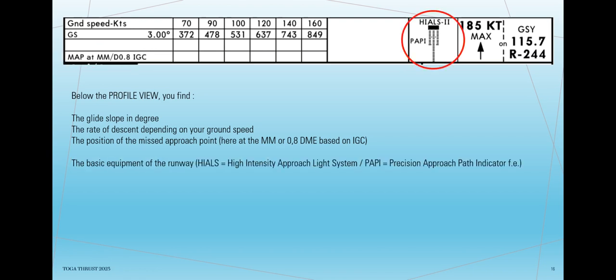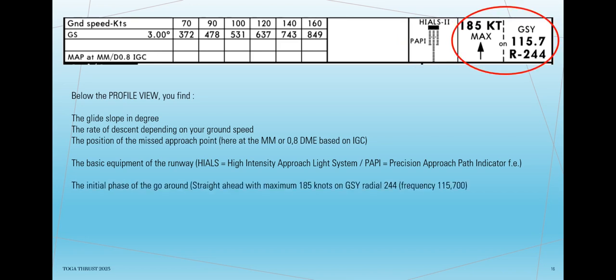The basic equipment of the runway, HIALS equals High Intensity Approach Light System. PAPI equals Precision Approach Path Indicator for example. The initial phase of the go-around, straight ahead with maximum 185 knots on Golf Sierra Yankee radial 244, frequency 115.700.